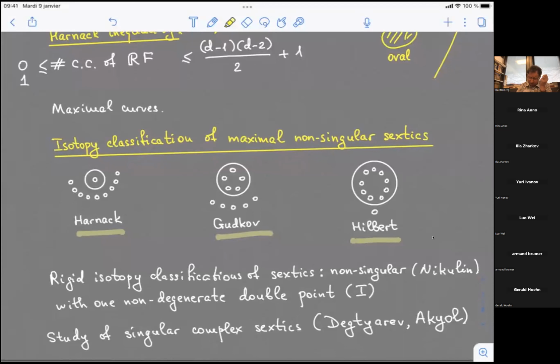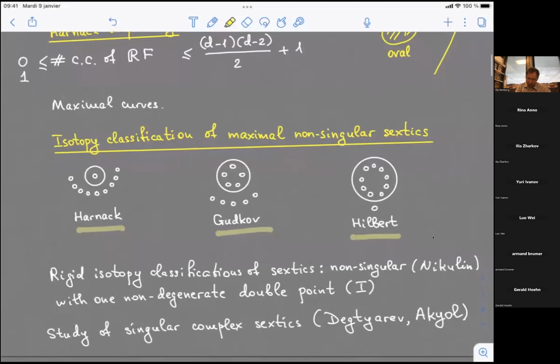In the case of sextics with one non-degenerate double point, of course you can adjust the notion of rigid isotopy in the case of singular curves, but you can easily guess how to define rigid isotopy in the case of sextics with one non-degenerate double point. Such a rigid isotopic classification I obtained a number of years ago.